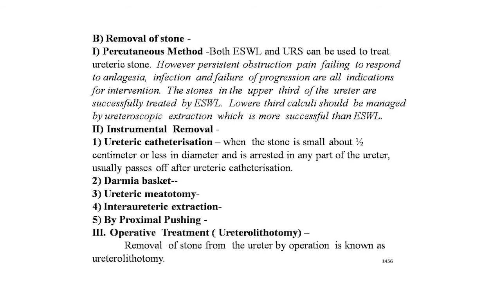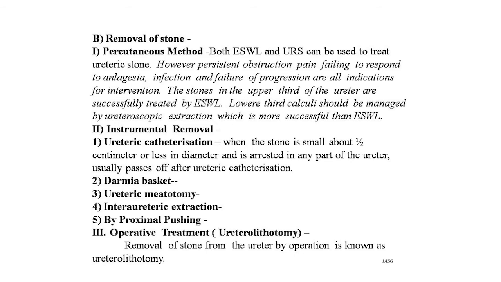Second is the Dormia basket. This method is particularly used when the calculus is in the lower third of the ureter. The Dormia basket is passed through the cystoscope into the ureter and passed above the stone. The basket is now opened and it is gradually withdrawn from the ureter. The open basket will catch the stone and it will gradually be taken out through the ureteric orifice into the bladder.